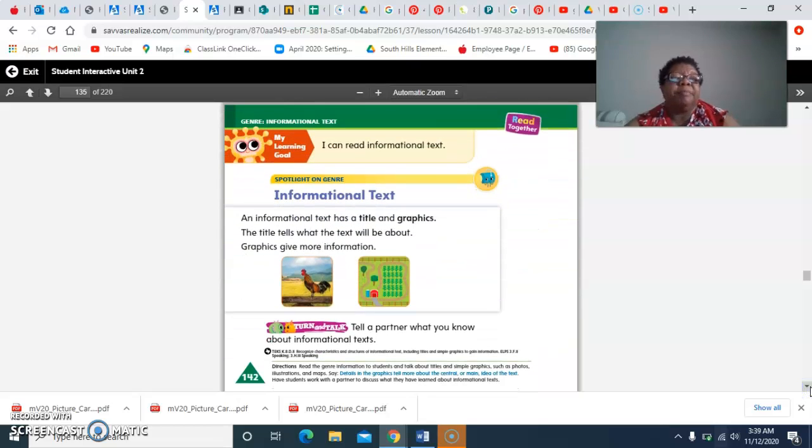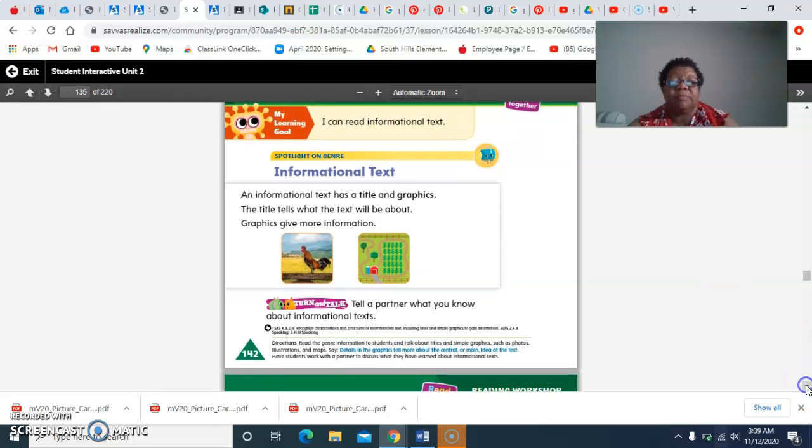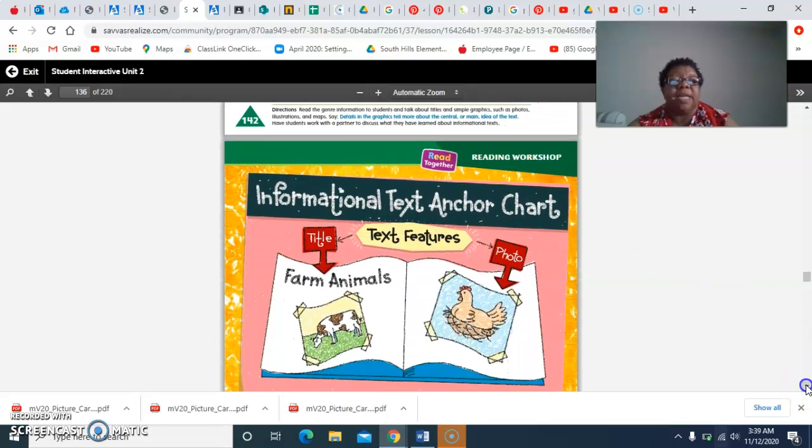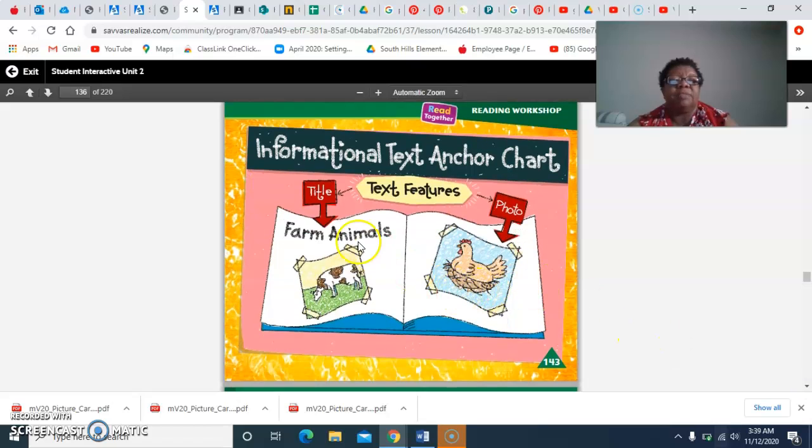Next we have informational text that we'll be using. It says an informational text has a title and graphics. Graphics are the pictures. The title tells what the text will be about. Graphics give more information. So you can talk to your family about what informational text is. Here's an anchor chart, and it shows text features, the title. This one is about farm animals, and then it gives you pictures about farm animals.